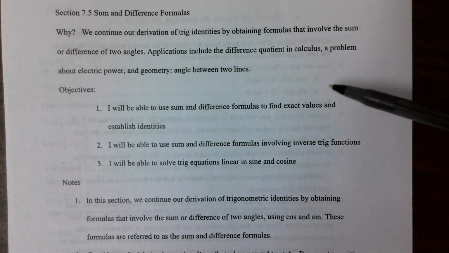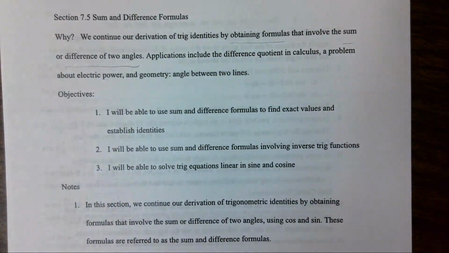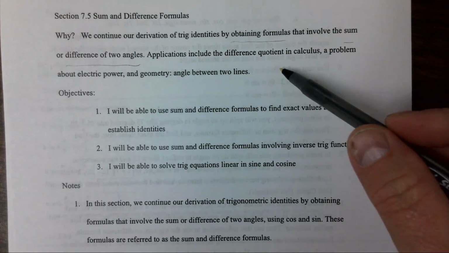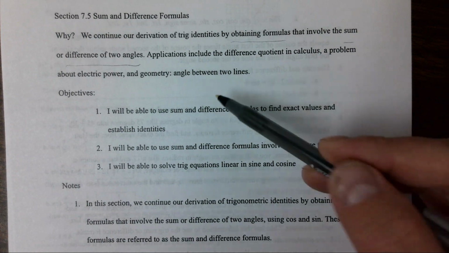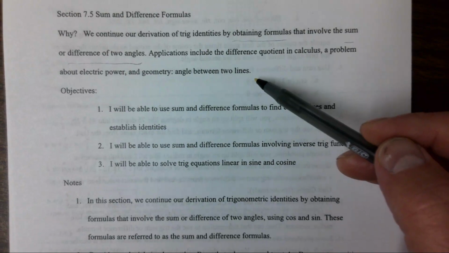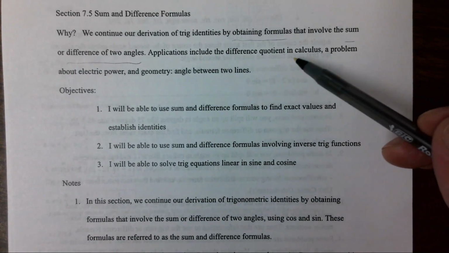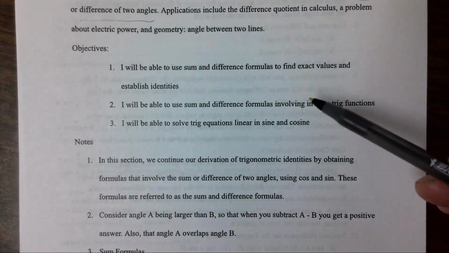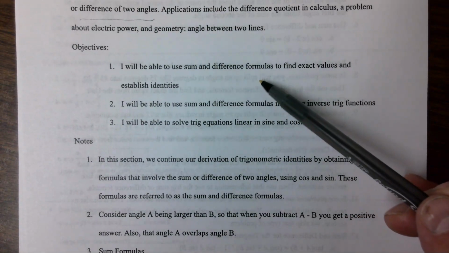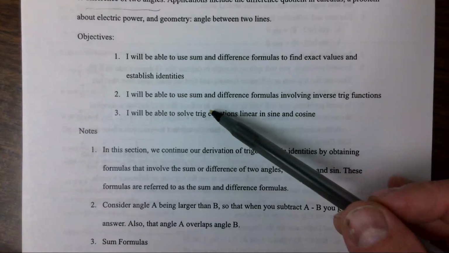So it's basically obtaining formulas that involve the sum or difference of two angles. Application problems, like word problems, involve a difference quotient in calculus, a problem about electric power and geometry, like the angle between two lines. So if you did the word problems related to that, which are a little bit harder, that's what that is. So again, your objectives are to find and use the sum and difference formulas for exact values and identities, and to solve problems related to that.